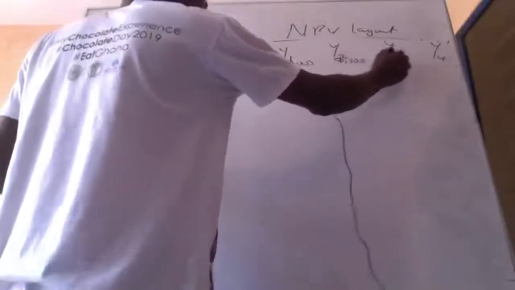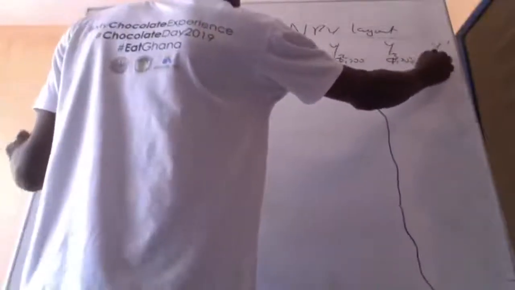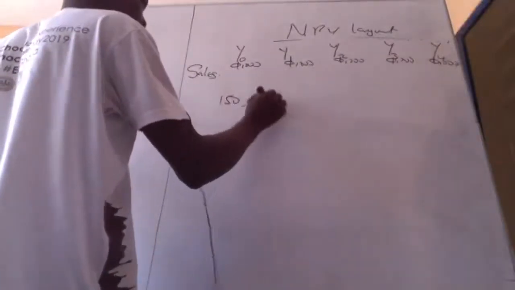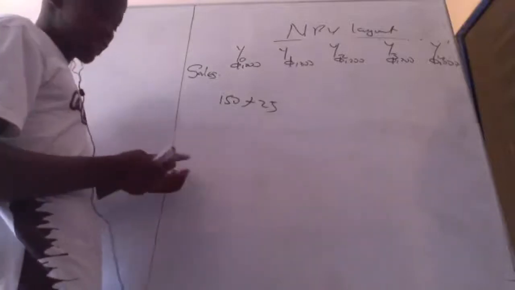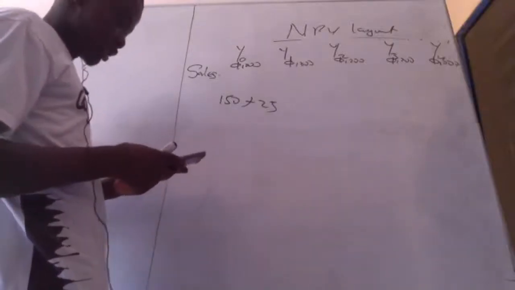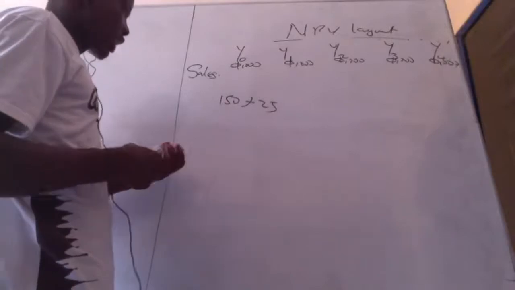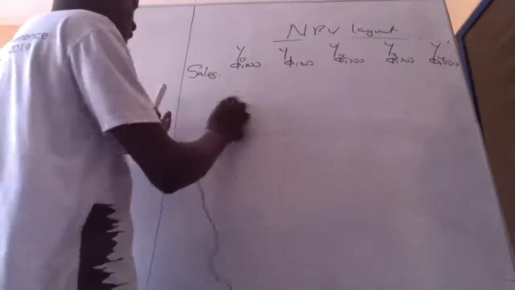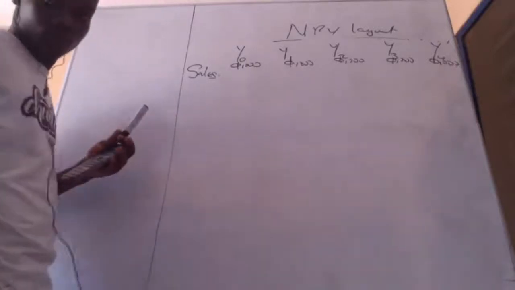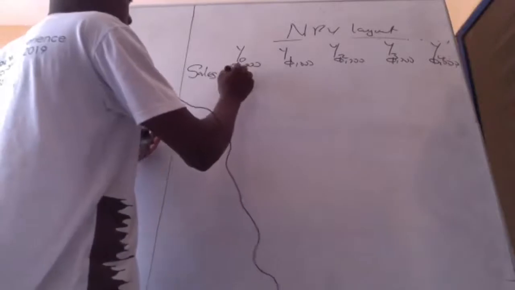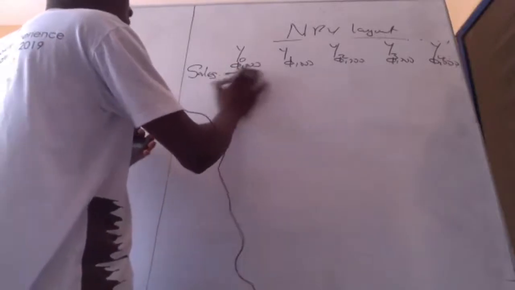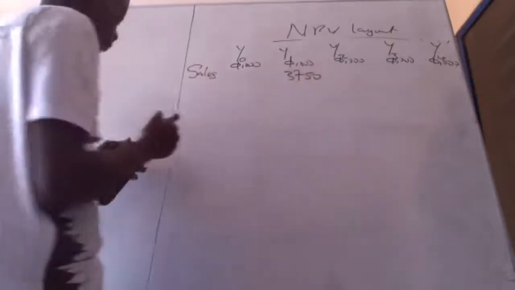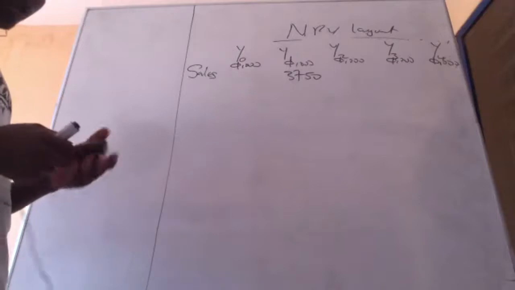So we will multiply it by 150. So therefore, it will just be 150 units times 25. So 150 times 25. So that's 3750. 3750. That will be year 1. 3750. Good. I hope you get that.